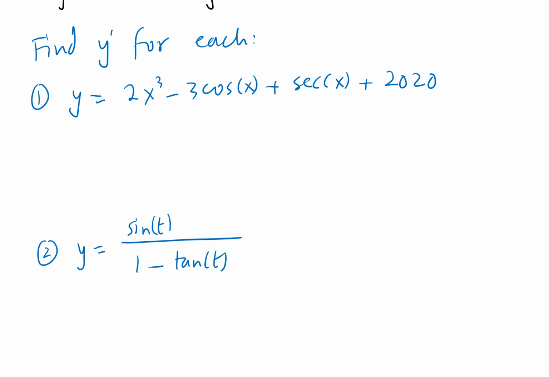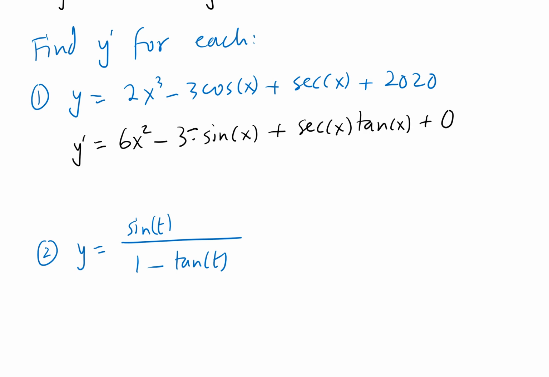So to find the derivative for the first one, y prime, the derivative of 2x cubed is 6x squared, minus 3 times the derivative of cosine, which is negative sine of x, and the derivative of secant is secant tangent, plus 0. This simplifies to 6x squared plus 3 sine of x plus secant of x tan x.